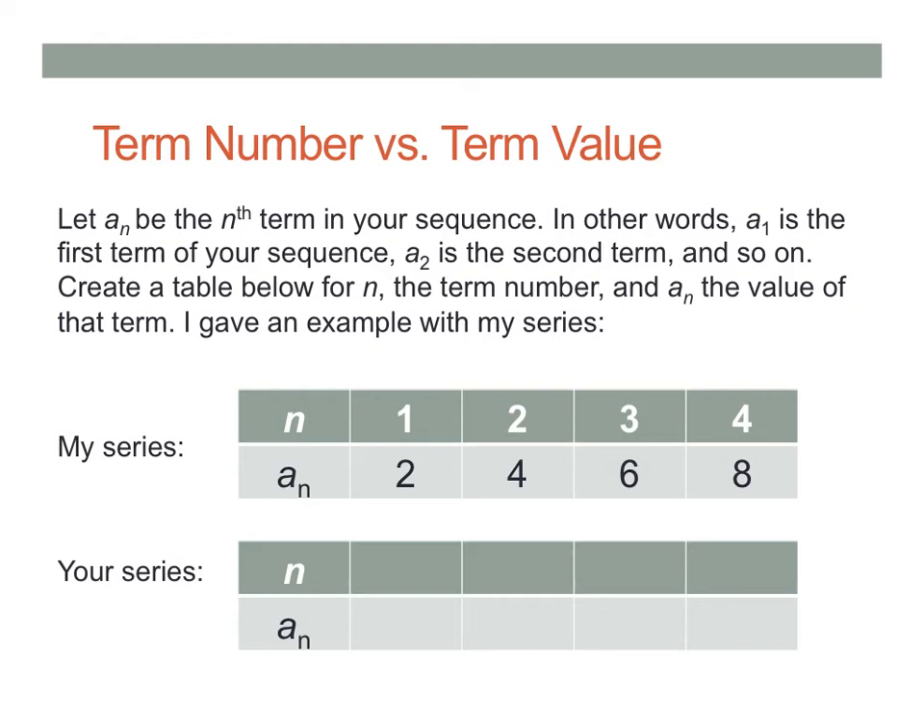Term versus term value. So let a sub n be the nth term in your sequence. In other words, a sub 1 is the first term, a sub 2 is the second, and so on. Create a table below for the term number and a sub n value of that term. I gave an example with my series. N, 1, 2, 3, and 4th terms. Well, the first term, which would be a sub 1, was 2. The second term was 4, the third term was 6, and the fourth term was 8. So now fill it in with your series.